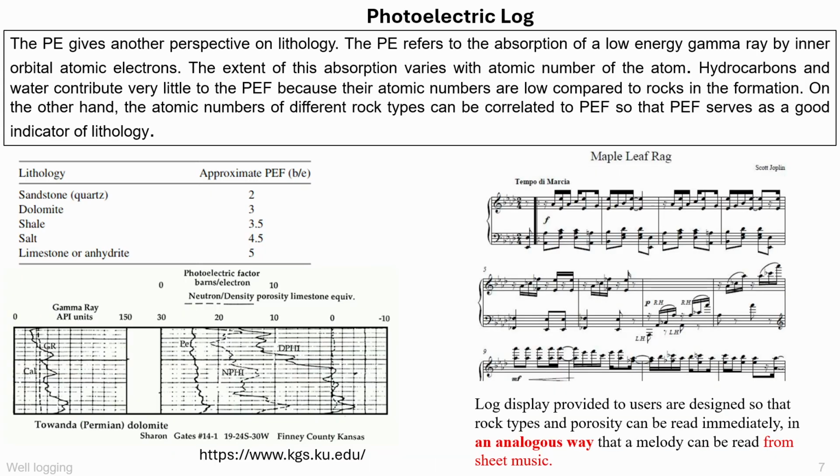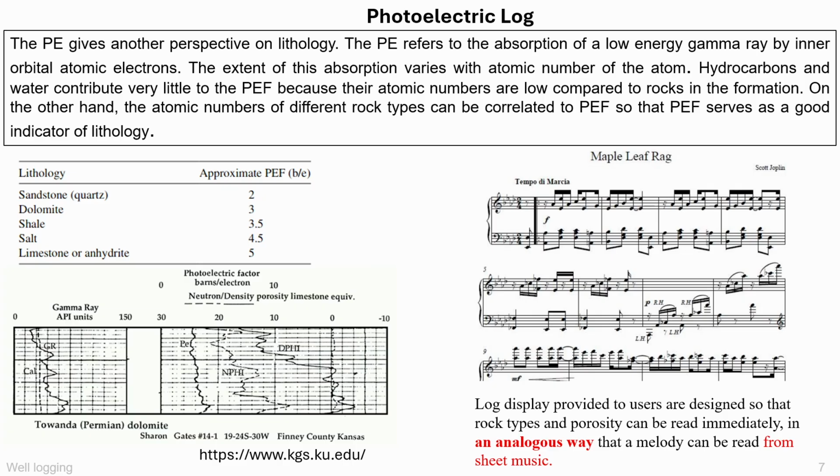This slide elaborates on the PE concept by showing typical values: sandstone around 2, dolomite about 3, shale roughly 3.5, salt around 4.5, and limestone or anhydrite around 5 barns per electron. These are useful benchmark values for students.